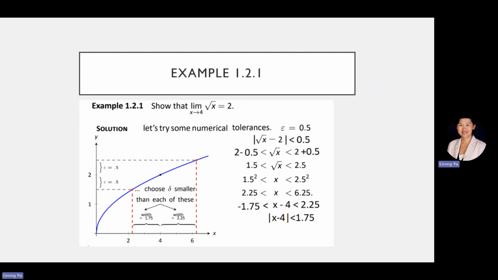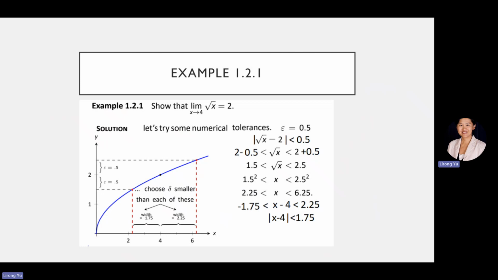All right, with that, we know that 2 plus 0.5 and 2 minus 0.5 are the boundaries for the root of x. Then we calculate and know that 1.5 and 2.5 are the boundaries for the root of x. We square all three: square 2.5, square root of x, square 1.5. We get the x value. But our goal is to find the boundary for x minus c, and c is 4. So we need to know what x minus 4 is. So we subtract 4 on all the boundaries, and then we end up getting boundaries 1.5 and 2.5 at the left and at the right, right?